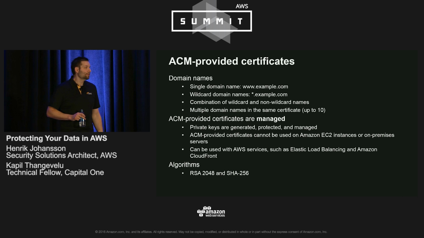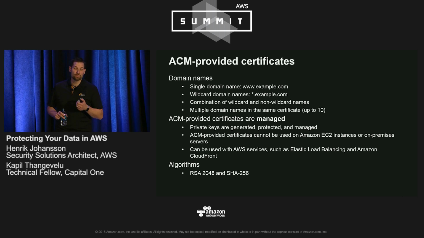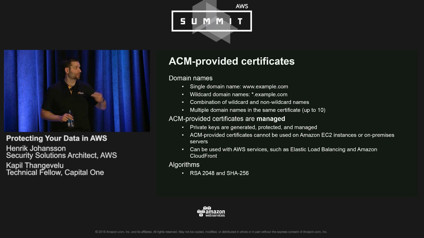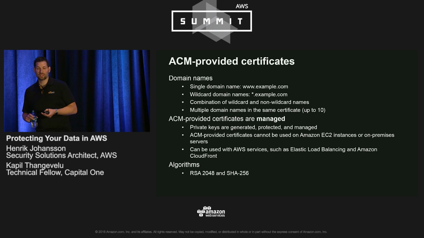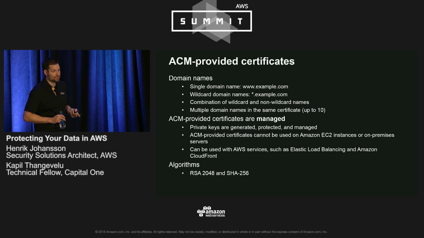A couple of important things to know about the ACM-provided certificates is that you can use a single domain name, for example www.example.com, or you can use a wildcard domain as well. Wildcard domains are very popular when you have multiple subsites and subdomains that you want to provide using a single interface. You can also use a combination of this in the same certificate, and you can actually have up to 10 domain names in the same certificate.